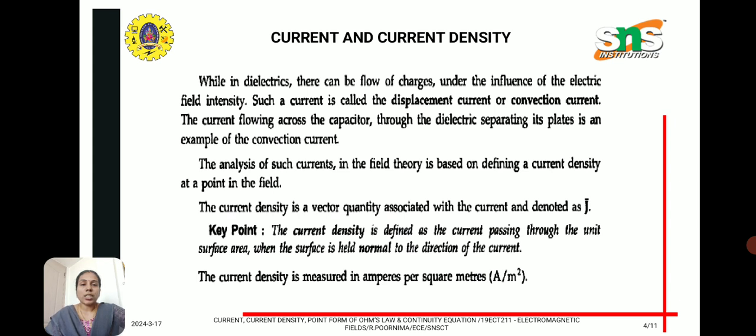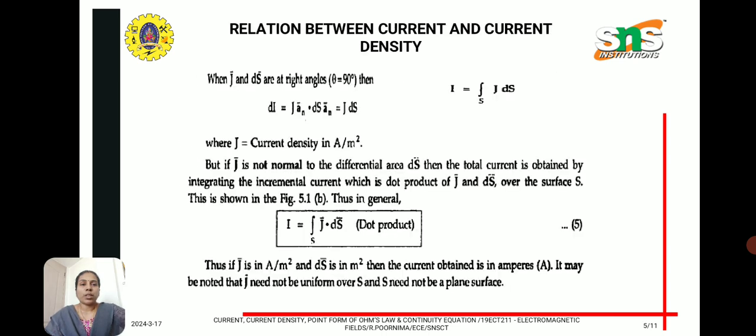Current density can be defined as the current passing through the unit surface area when the surface is held normal to the direction of the current. It is measured in amperes per square meter. Now we can see the relation between current and current density. When J vector and ds vector are at right angles, dI can be written as J into ds, where J is the current density in amperes per meter square.